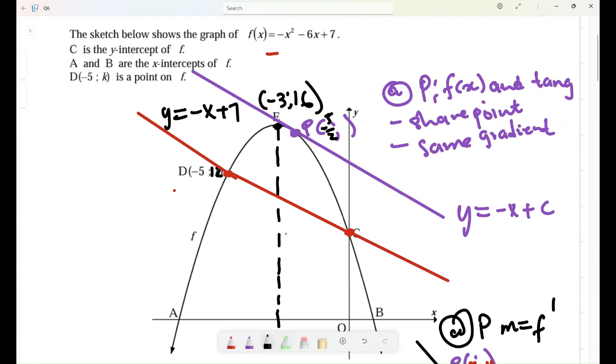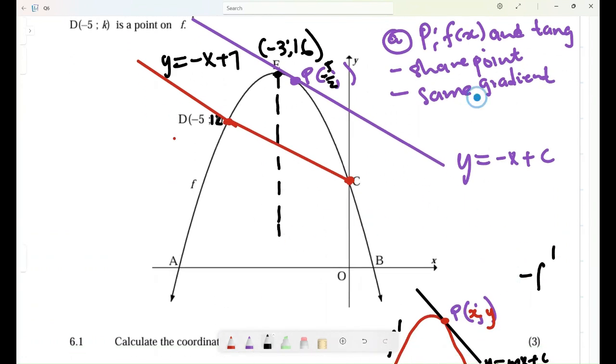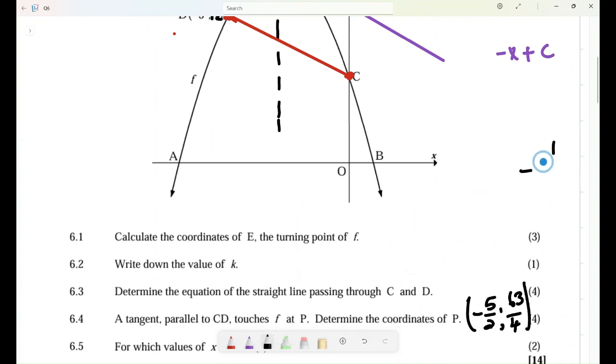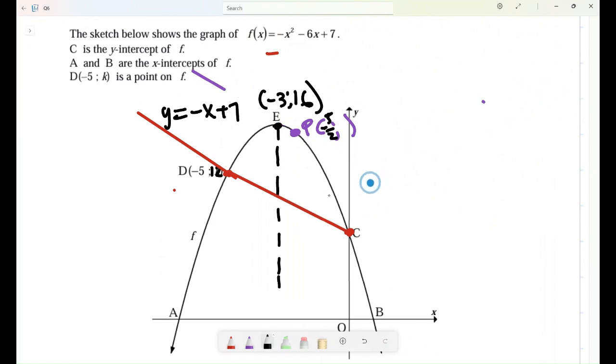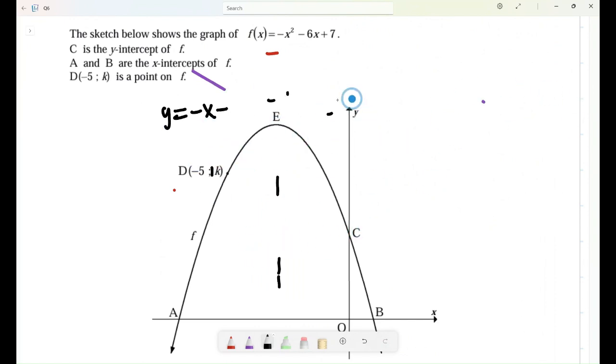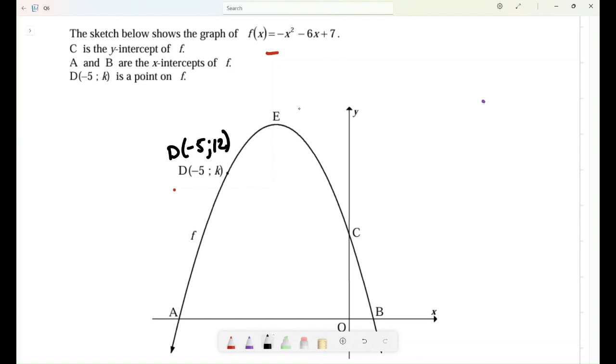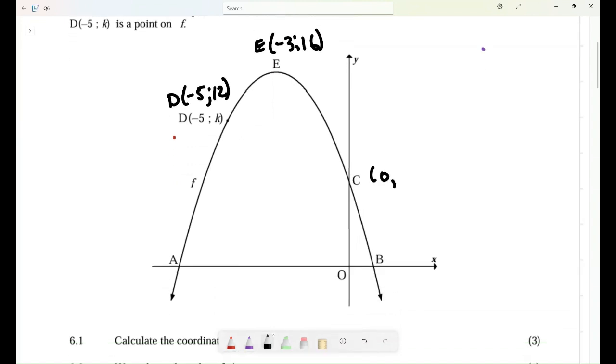Maybe I might need to erase this. Let me just erase everything. If needs be, you can take notes there. Let me just rewrite this as: D has coordinates negative 5 and 12, E as having coordinates of negative 3 and 16. Then am I gonna do this C? All right, 0 and 7.